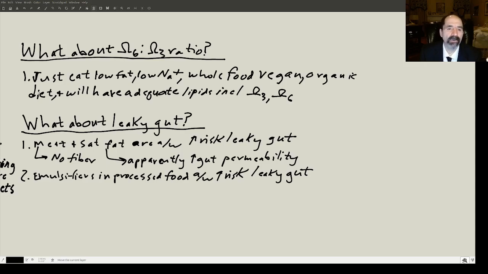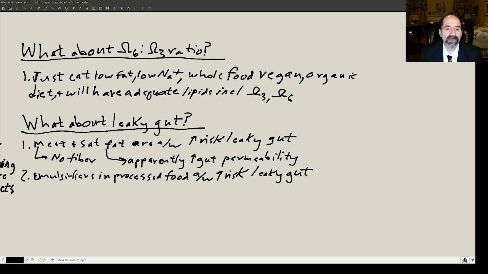Some people have said, well, you want to lower your omega-6 intake because then you will lower your amount of arachidonic acid and you'll thus lower the amount of inflammation in your body. My thought is just reduce all your dietary fat by eating the healthy plant foods, which are very low in fat, and you just take care of it and you can forget about the whole issue. What about leaky gut? We spoke about that briefly. Basically, meat and saturated fat, and emulsifiers in processed food, can cause leaky gut, and then leaky gut predisposes to generalized inflammation and predisposes to autoimmune disease.